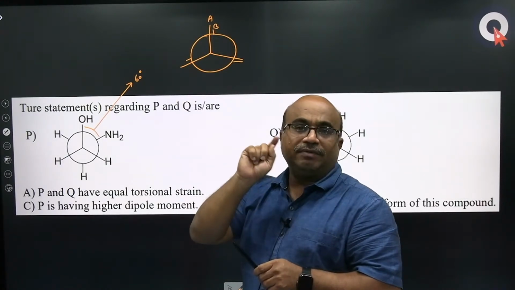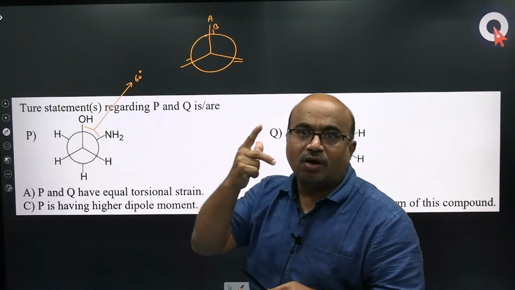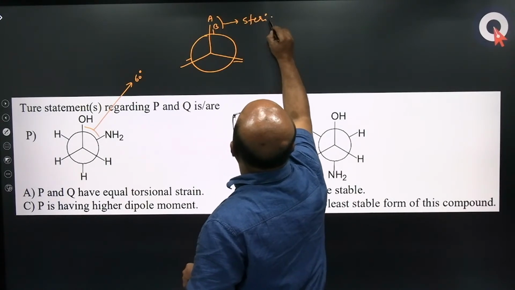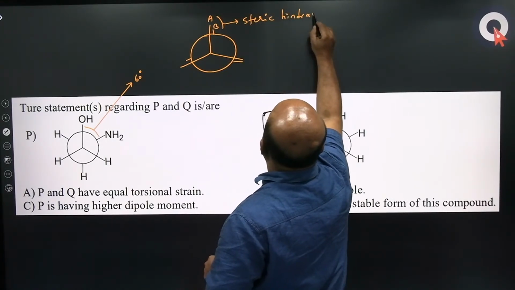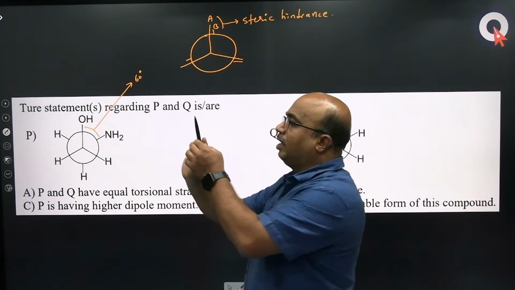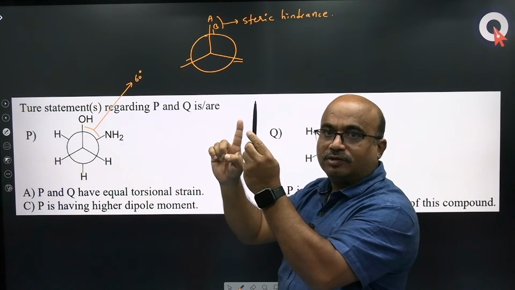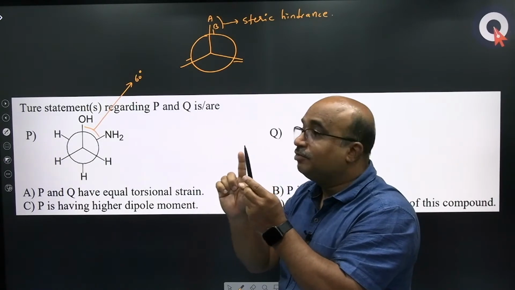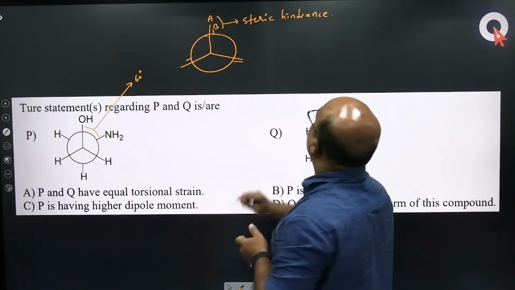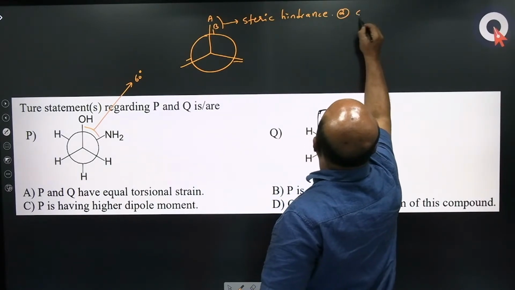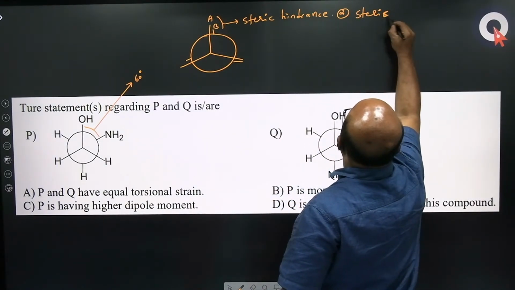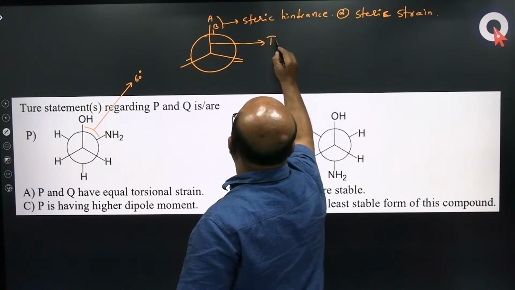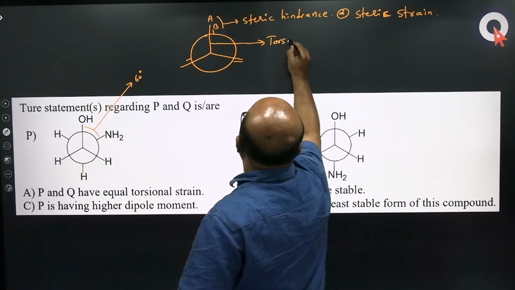So between the bulky groups there are electron cloud repulsions. So a steric effect, or steric hindrance, also exists. And between the bonded pairs of electrons on the front and back carbons, there will be bonded pair repulsions also. These bonded pair repulsions we generally call torsional strain. So this is steric strain, and these electron cloud repulsions, bonded pair repulsions, are nothing but torsional strains.